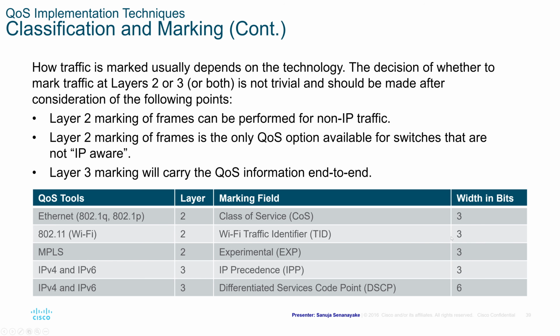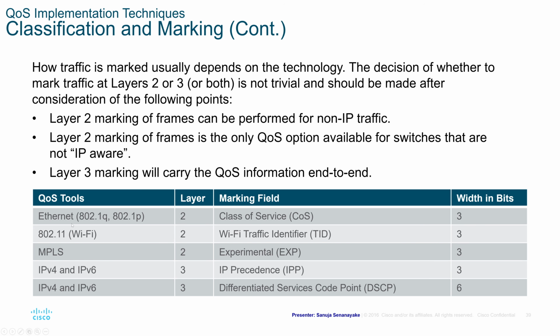The only thing you need to remember is the one different bit width, the DSCP. That's all you need to remember. Everything else is 3, right? But when I took this class, I never got a question that asks about the width of the bits, okay?